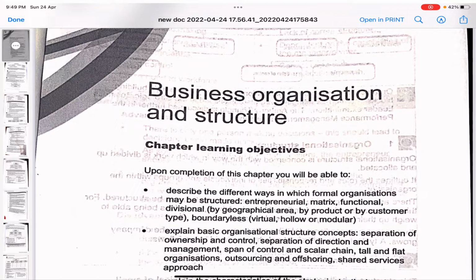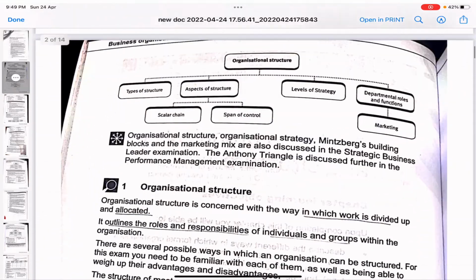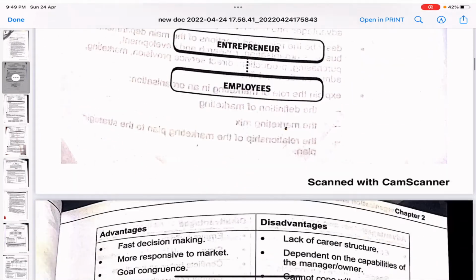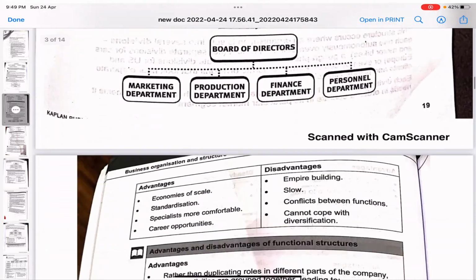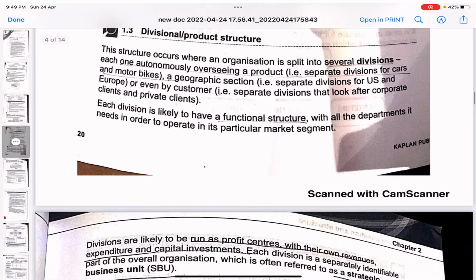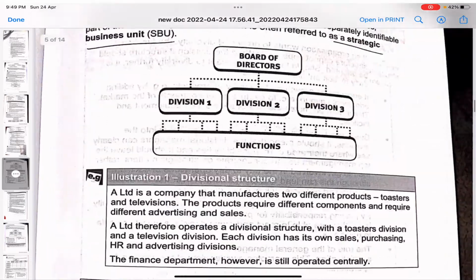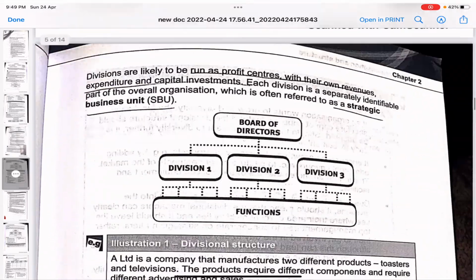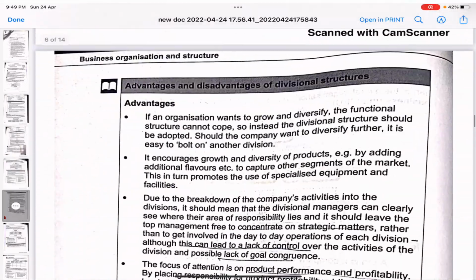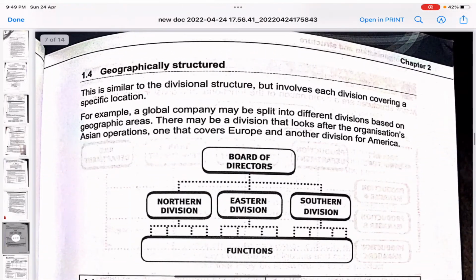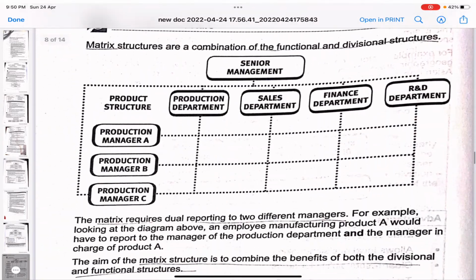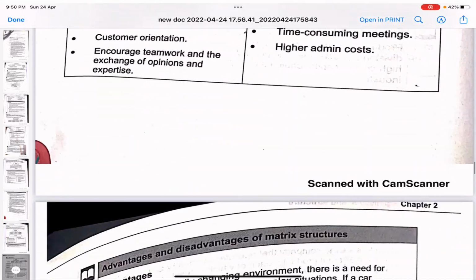So in the last class we've done part 1. We had seen what an organizational structure is, what is the entrepreneurial structure, and what is divisional or product structure, followed by what is a functional structure or a departmental structure. And we have also done the advantages and disadvantages. We've seen the geographical structures, and then we had also done the matrix structure.